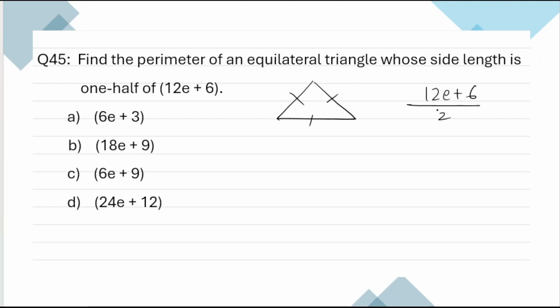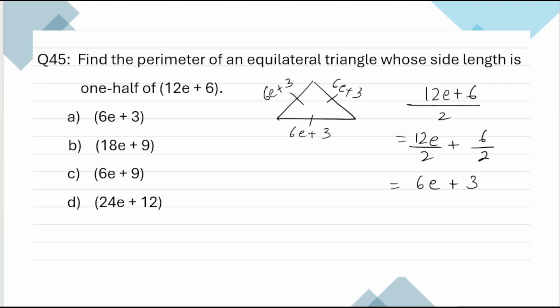So 12e divided by 2 plus 6 divided by 2. So 12 divided by 2 is 6e, and 6 divided by 2 is 3. So this is the side length of the equilateral triangle, 6e plus 3. This is 6e plus 3 and this is 6e plus 3. They're all the same, they're all equal.